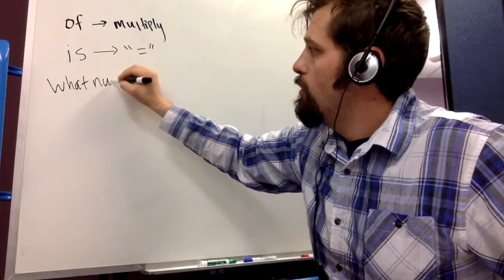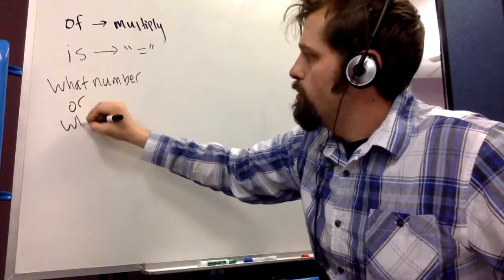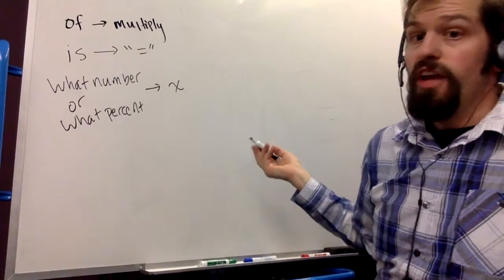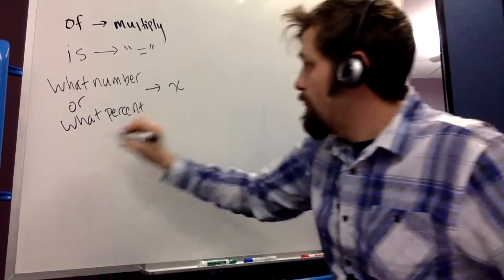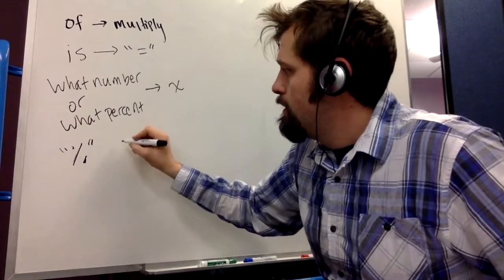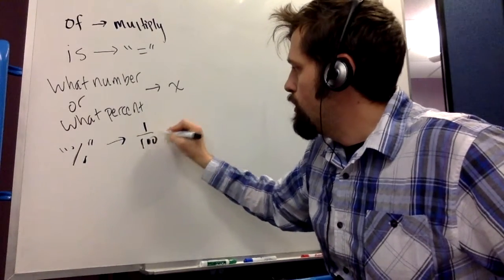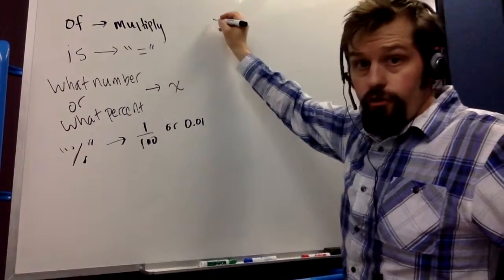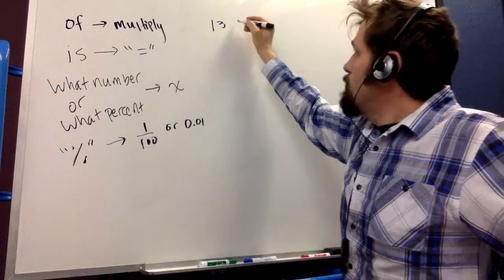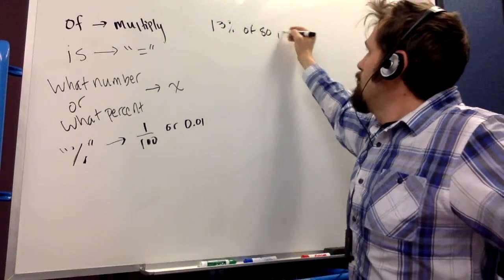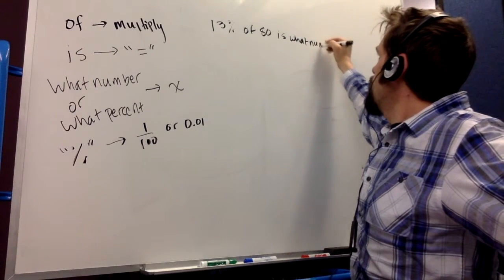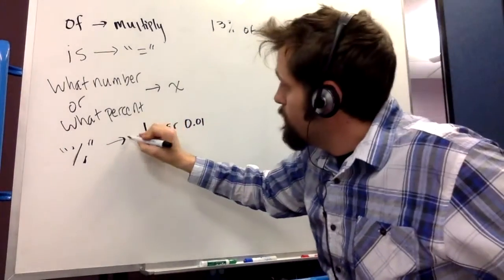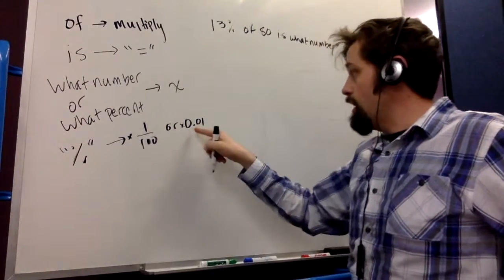What number or what percent? I like x. You can call it any letter you like, some unknown. Percent means 1 over 100 or 0.01. So let's translate 13% of 80 is what number? Well, 13%, so this really means times 1 over 100 or times 0.01.